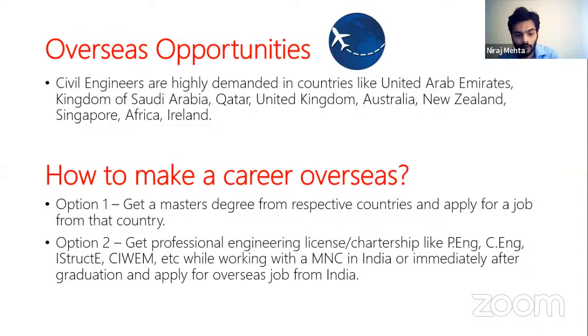Option one can be we get a master's from the respective countries. Let's say you want to work in the UK, so you get a master's degree in the UK or Australia or New Zealand, and then you can apply for jobs over there. The other option is there are chartership and engineering licenses like PEng, CEng, IStructE, SciVem. So these are all the licenses that you can start working on.